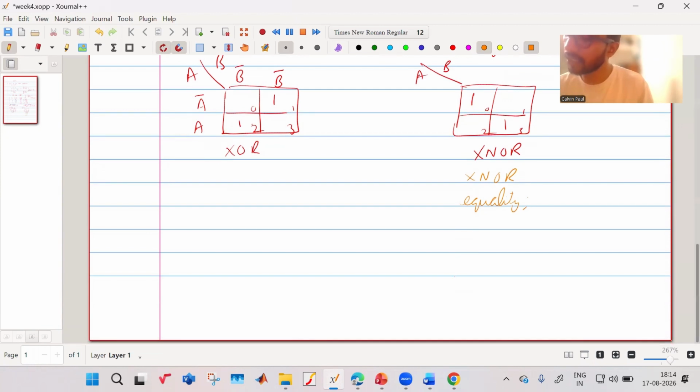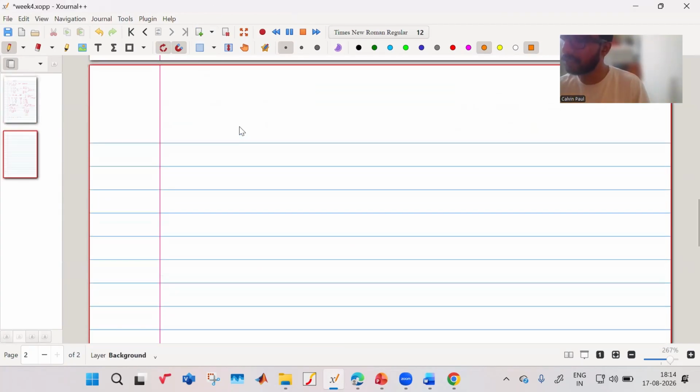I would like to ask a question. What is A XOR B bar? That actually is equal to A bar XOR B. This is one identity which you must know. Let me start with a simple identity so that it becomes easier for you to understand.